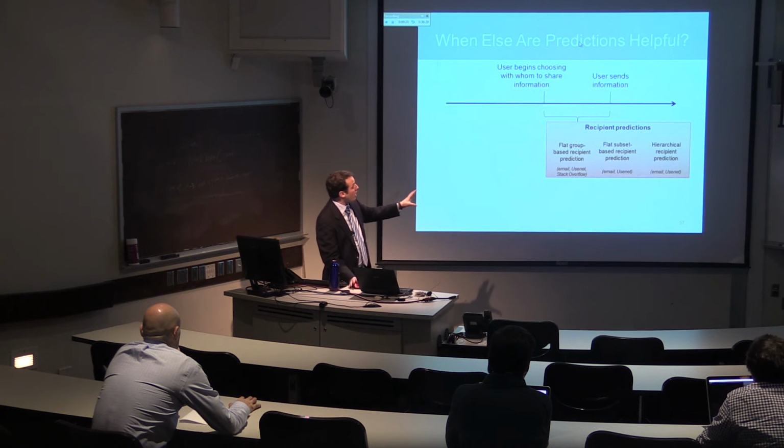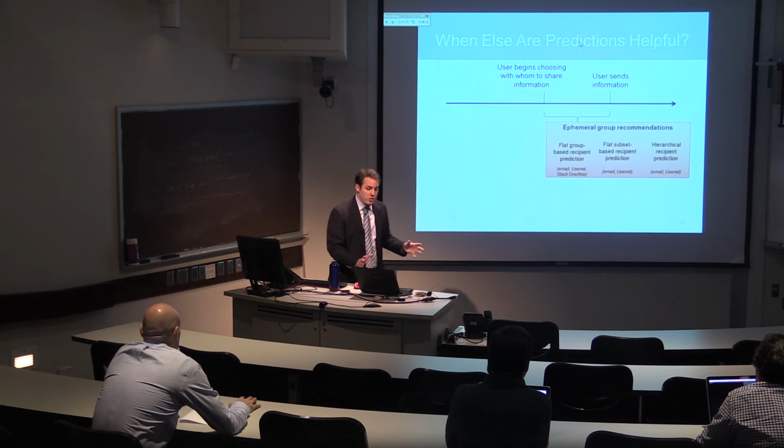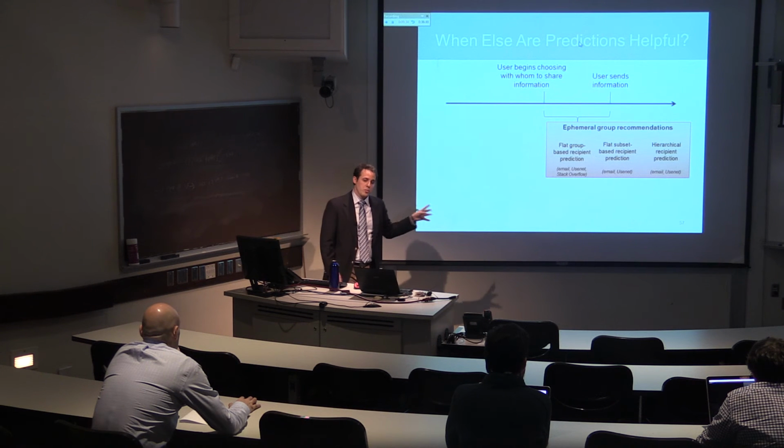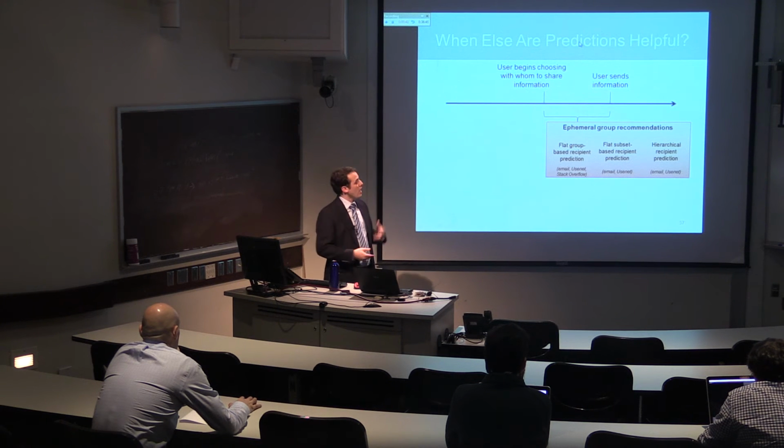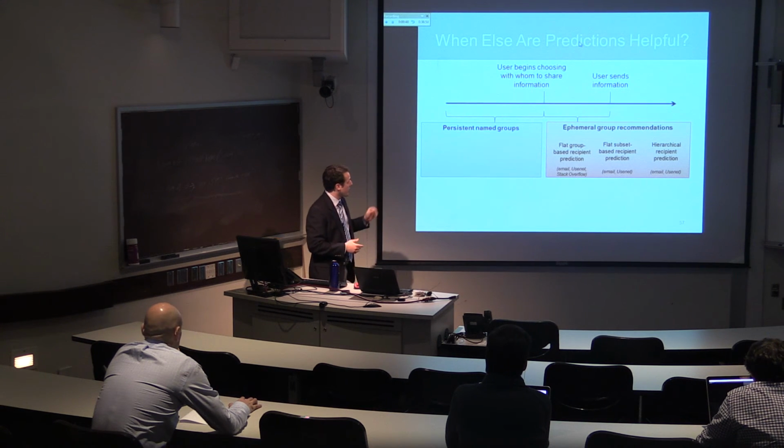So going beyond just recipient prediction, what we're really doing is generating ephemeral group recommendations, where for each message, users are building ephemeral groups of recipients that they're sending a message to, and we're helping users build that. So in some cases, rather than creating a new group for each particular message, it may be helpful to generate persistent groups that can be used across multiple messages. So to do that, we'll generate persistent name group recommendations.